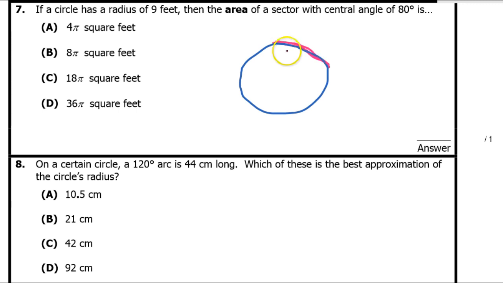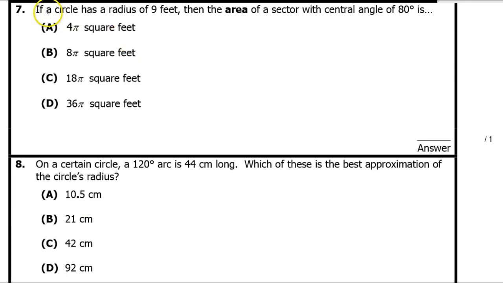That's an arc. Now, if I make a little slice out of this, almost like a slice of pizza, then this slice is called a sector. So I will also show you how to find the area of a sector.